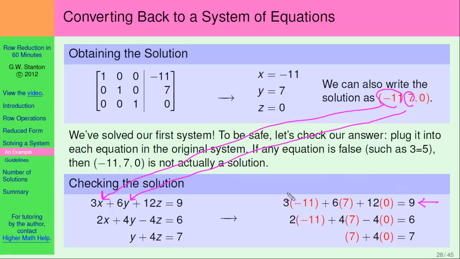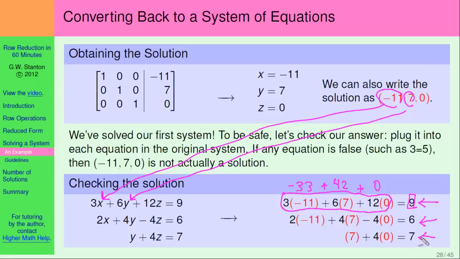What we're looking for is whether or not the left-hand side is actually equal to the right-hand side. Let's see. So 3 times negative 11, that's negative 33, plus 6 times 7 is 42, plus 12 times 0 is 0, and negative 33 plus 42 is positive 9. We can check each of the other equations in the same way, and they should all be true.